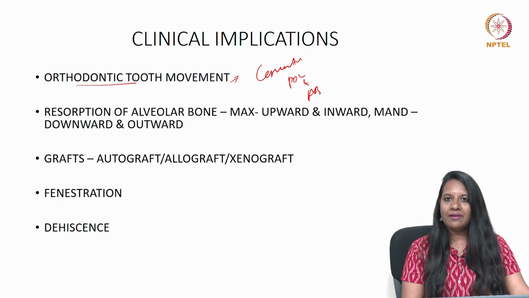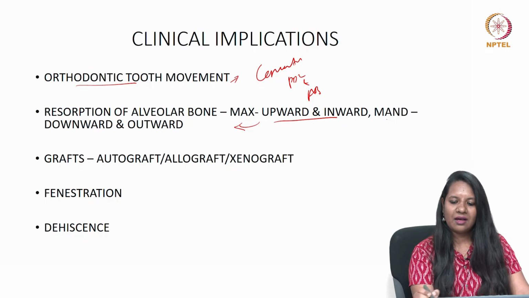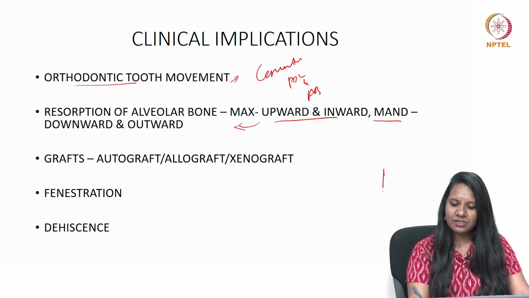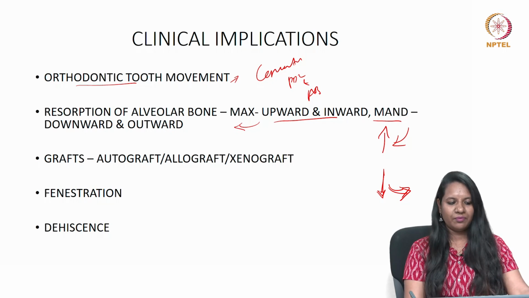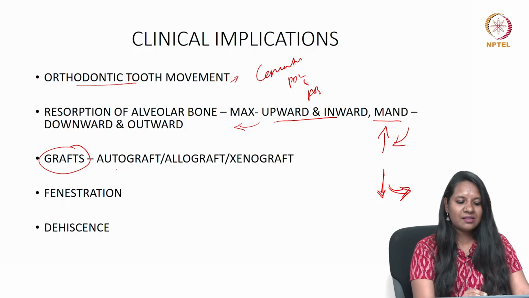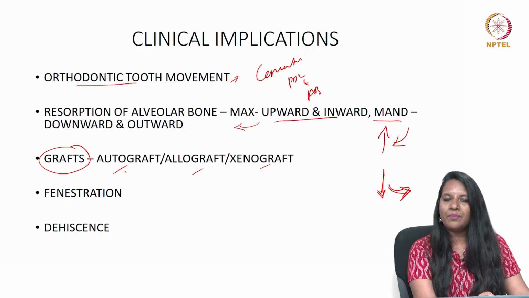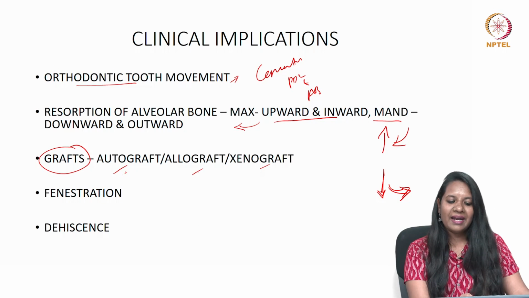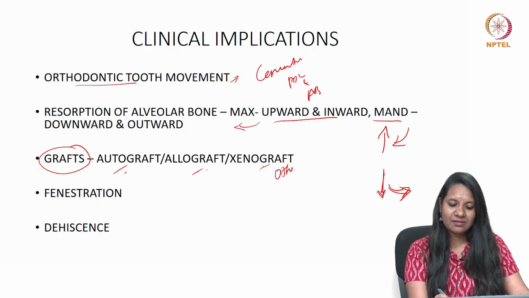The resorption of alveolar bone occurs upward and inward in case of the maxilla, and in case of the mandible it is downward and outward. Then there is something called graft, which is autograft, allograft or xenograft. Autograft is taken from the same human, allograft is taken from another human, and xenograft is taken from another species.